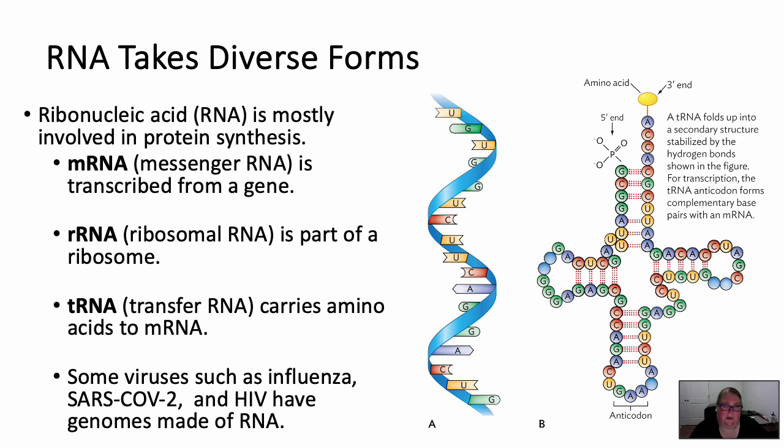The other 2 that we talk about a lot are rRNA, which means ribosomal RNA. This RNA is part of that ribosome, the thing that makes proteins, and tRNA is what we call the transfer RNA. I like to think of the T as in taxi, because what tRNA does is it carries amino acids to the mRNA and the ribosome complex so a protein can get made.